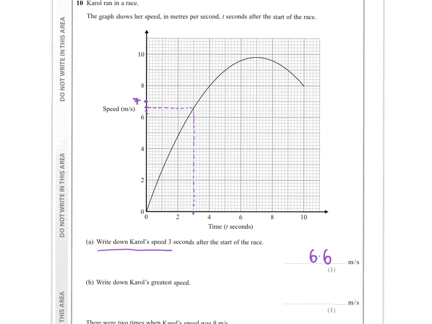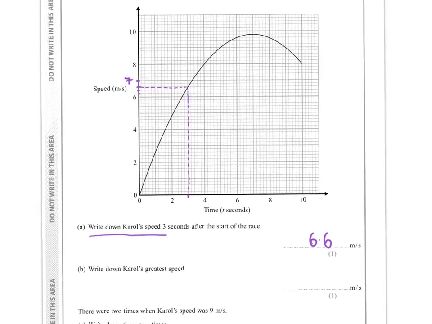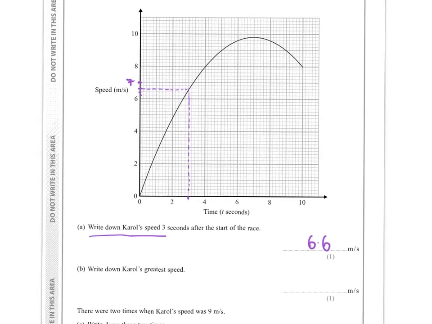Now it says write down Carol's greatest speed. Well, we can see here that the greatest speed would be here, and so we read across, and we can see here is 9, so we'd write 9.8 meters per second.